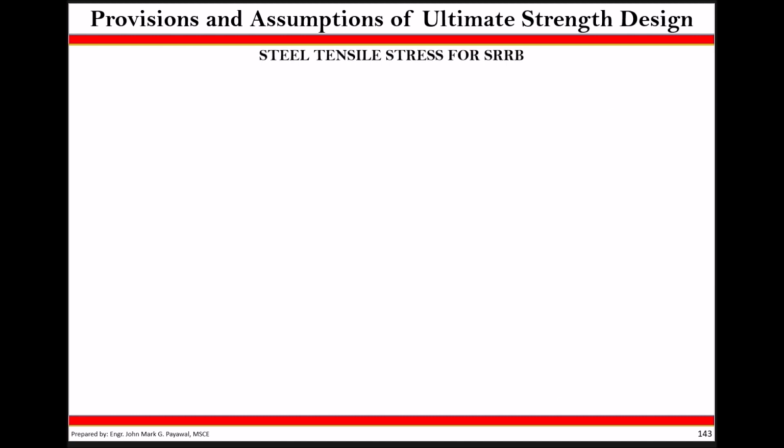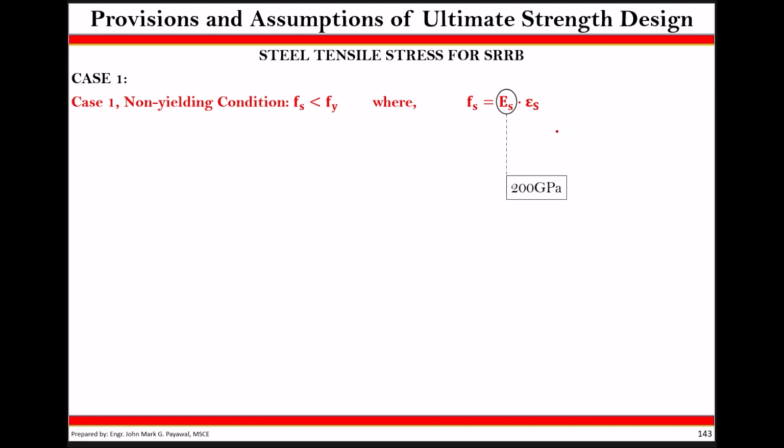For the steel tensile stress for SRRB, there are two cases as we know. Yung una is non-yielding. For us to determine whether to use Fs or Fy, we need to know the relationship between your Fs and Fy. If it becomes Fs less than Fy, it's a non-yielding condition. Therefore, Fs can be computed to be Es multiplied by the strain in steel. Yung Es ko, 200 gigapascal, and strain S ko ay epsilon S could be tensile strength strain when concrete crashes. Anong ibig sabihin nun?